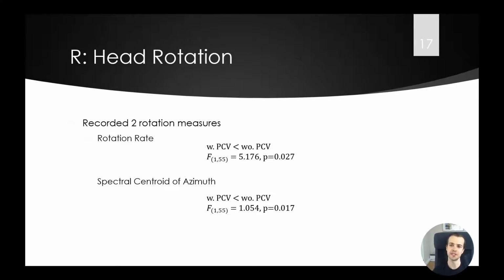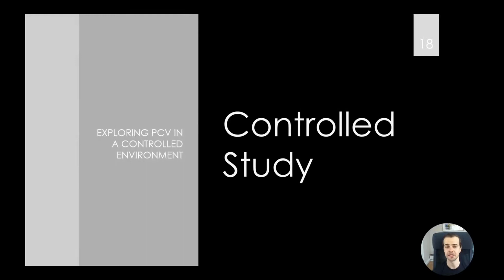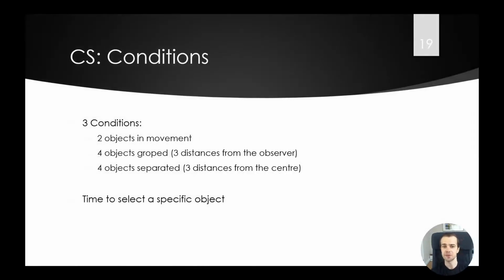After the field study, we evaluated perspective compensated view in isolation in a controlled laboratory environment. We had three conditions. The first one is two objects and they're moving towards the player, or in our case, our participant. The second one was four objects grouped together and they were static and they would sit at three different distances from the observer. And the last condition was four objects separated, also static, and they would sit at three different distances from the center of the floor display. The participant's objective was to choose the smallest of the objects as quickly and as precisely as possible.